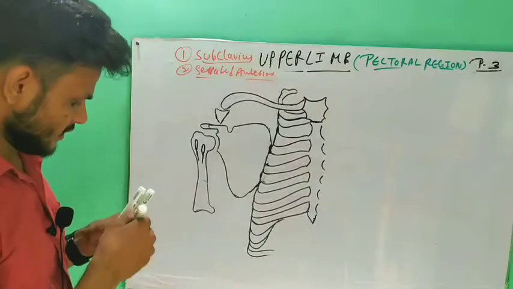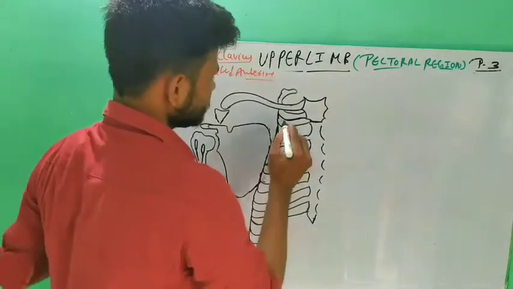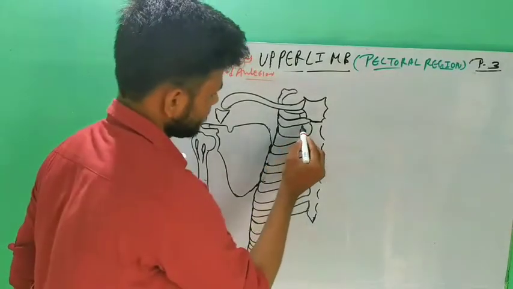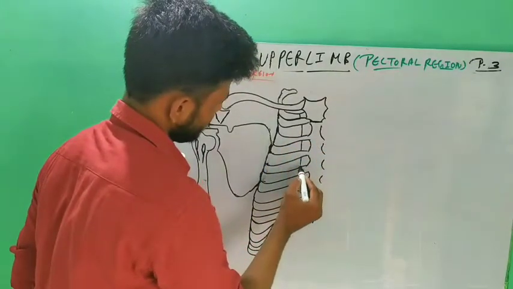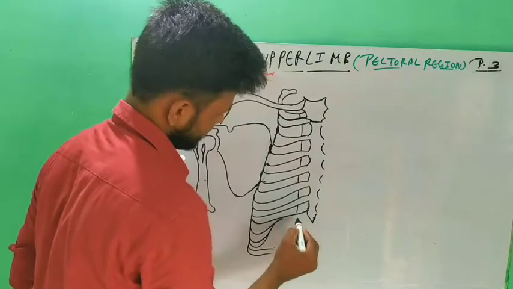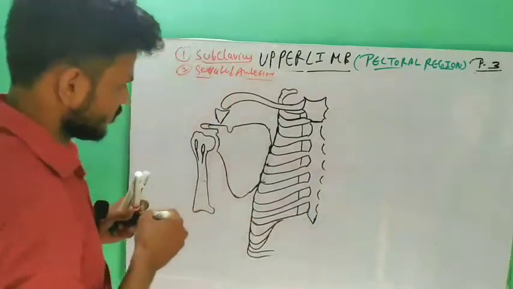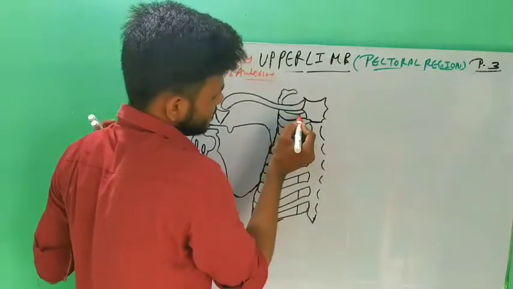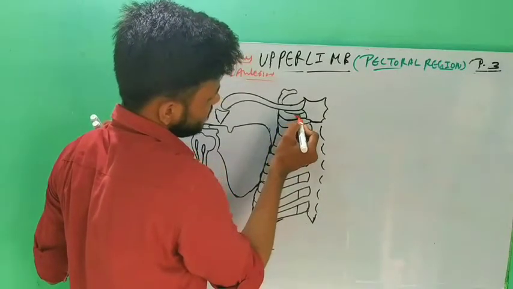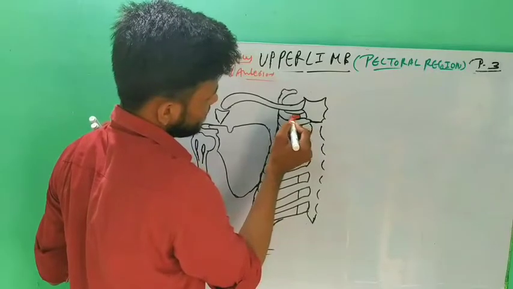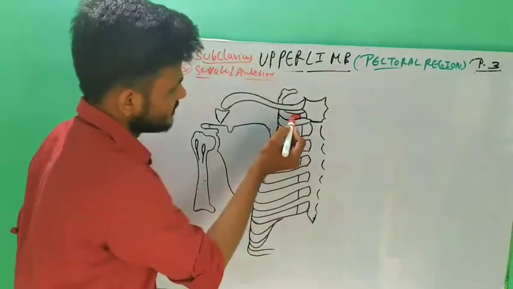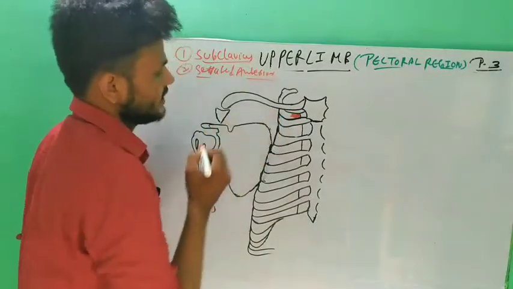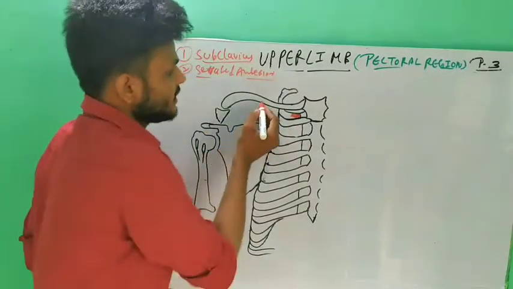Subclavius muscle will originate from the first costochondral junction. This is the first, this is the second, third, fourth, fifth, sixth and seventh. These are the costochondral junctions, and from the first costochondral junction the subclavius muscle originates. This is the subclavius muscle and this muscle will be inserted inferiorly into the subclavian groove.